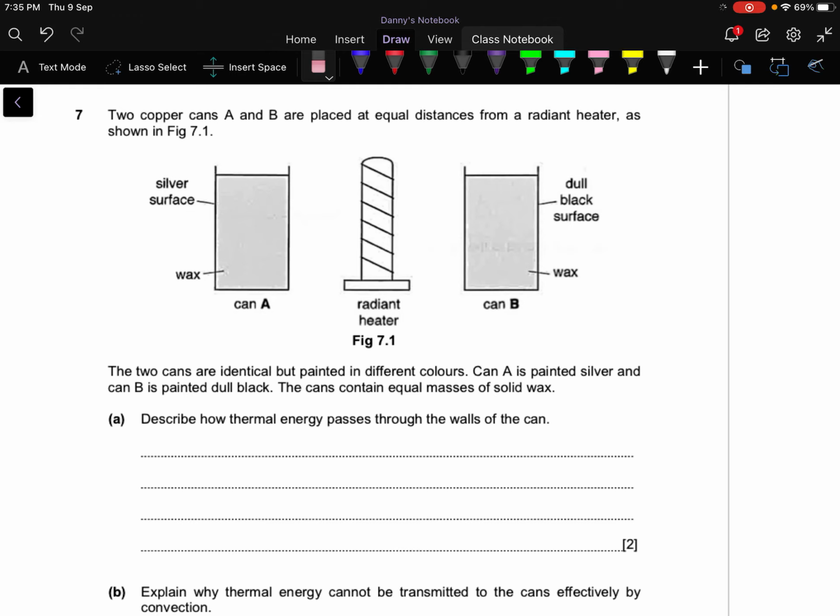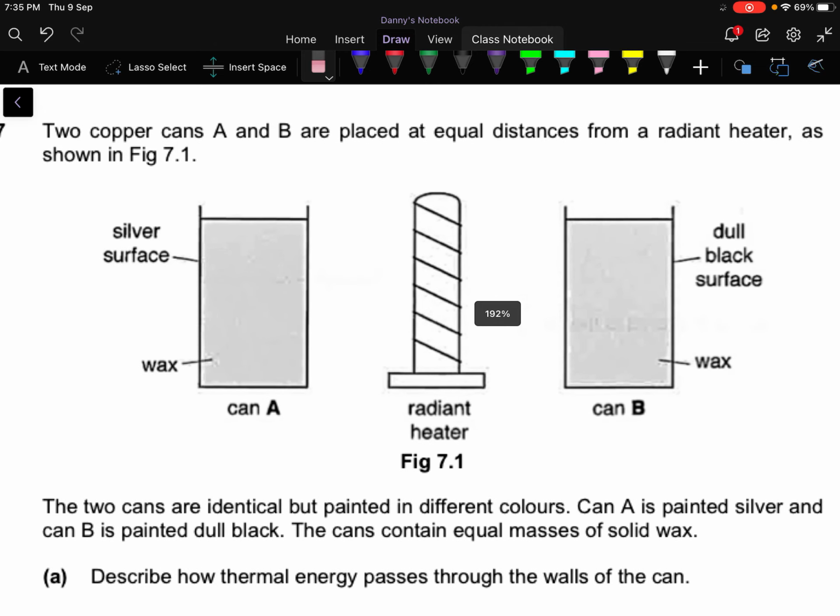For question 7, it is a question on heat transfer. And for heat transfer, you need to be very clear what the question is focusing on, from where to where, and by what transfer method. So before I begin to answer the question, let's take a look to dissect the question.